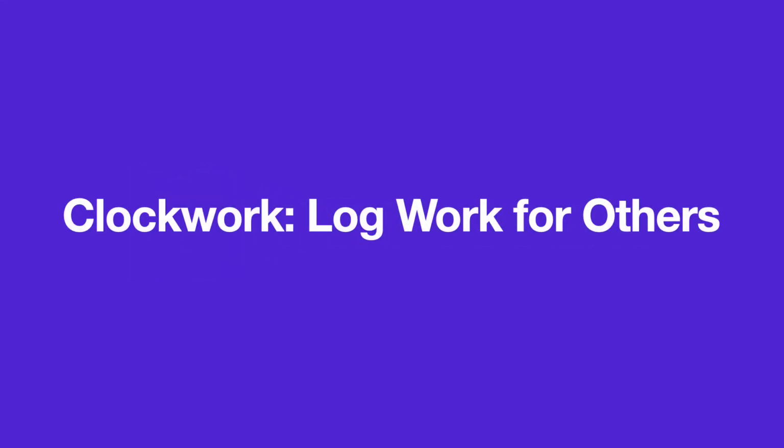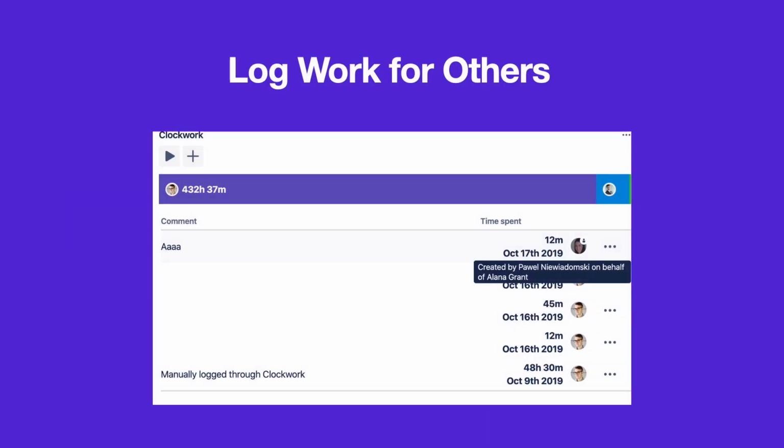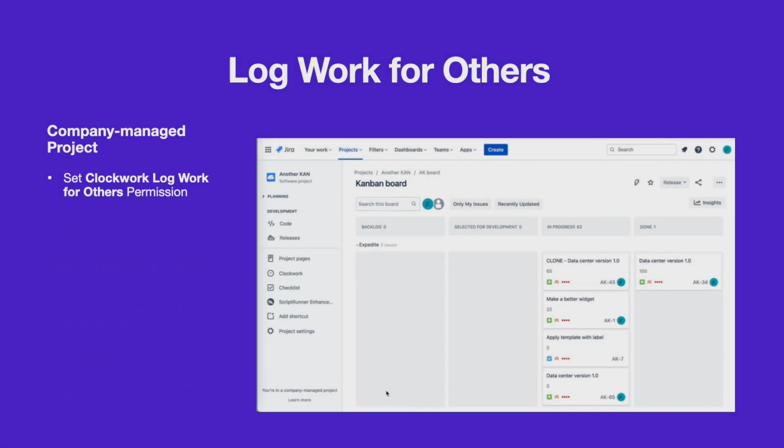You may want to allow selected users, such as Scrum Masters and project leads, to log work on behalf of members of their team. When time is logged on behalf of another user, it will be marked in Clockwork with a small icon. Hovering over the name of the reporter shows the details.